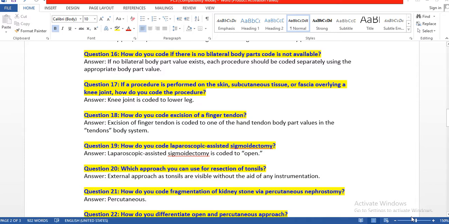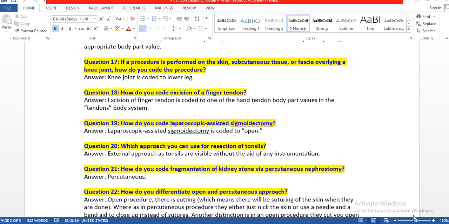Question 16. How do you code if there is no bilateral body part code available in PCS? Answer. If no bilateral body part value exists, each procedure should be coded separately using the appropriate body part value. So it is common. If you don't have bilateral body part, we need to code separately.